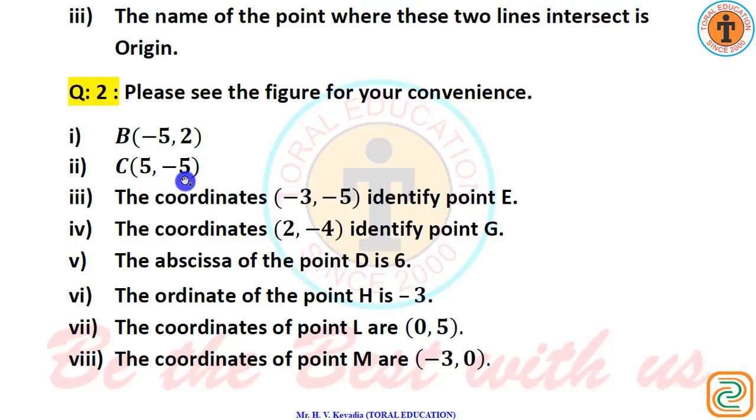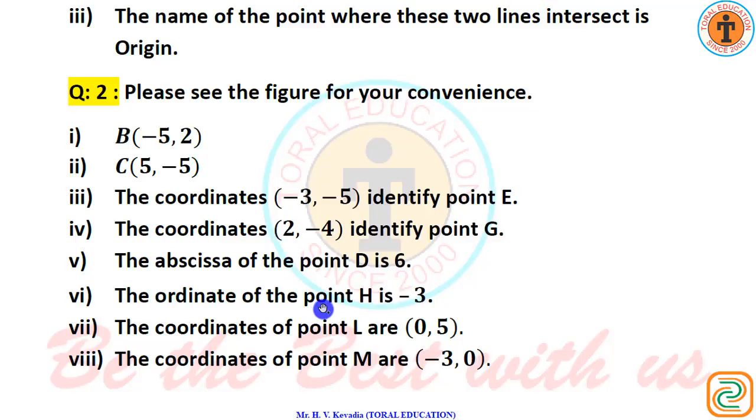Coordinates of C. The point identified by the coordinates -3, -5 is point E. Next question, the point identified by the coordinates 2 and -4 is point G. Right? The abscissa, I told you, abscissa means x coordinate. The abscissa of point D is 6 and the ordinate, which means y coordinate, of point H is -3. The coordinates of point L are 0 and 5 and the coordinates of point M are -3 and 0.